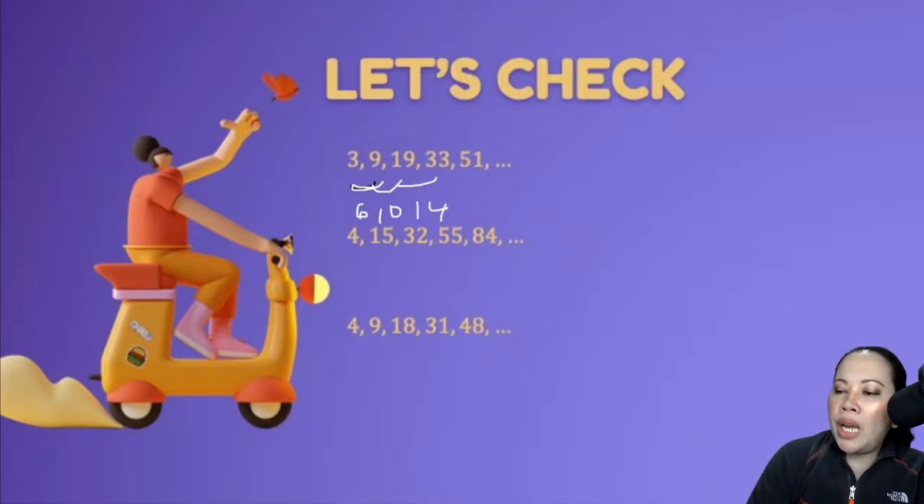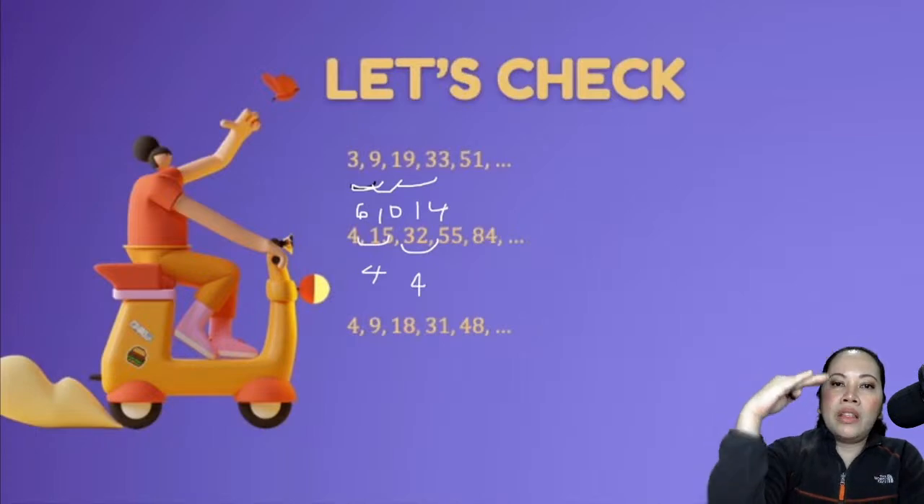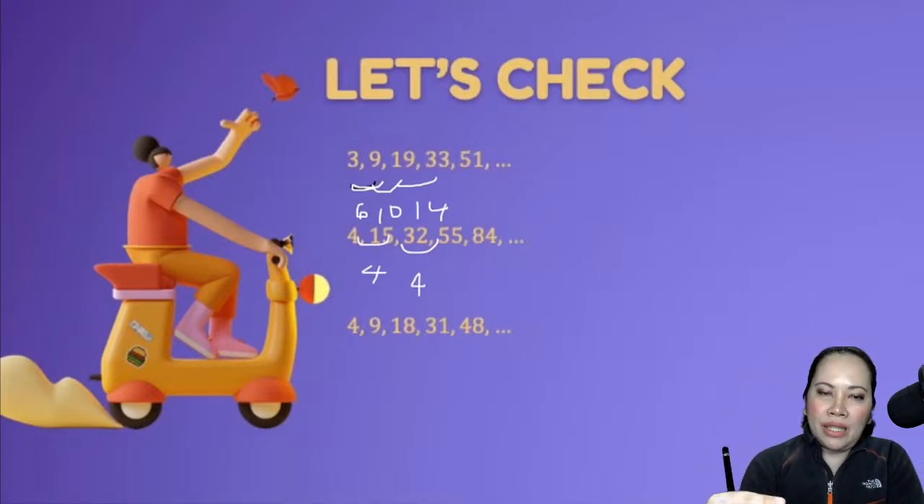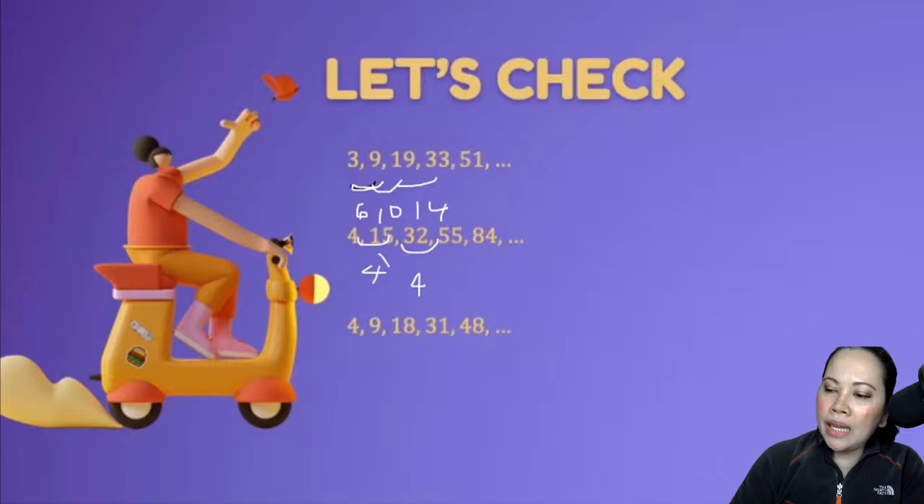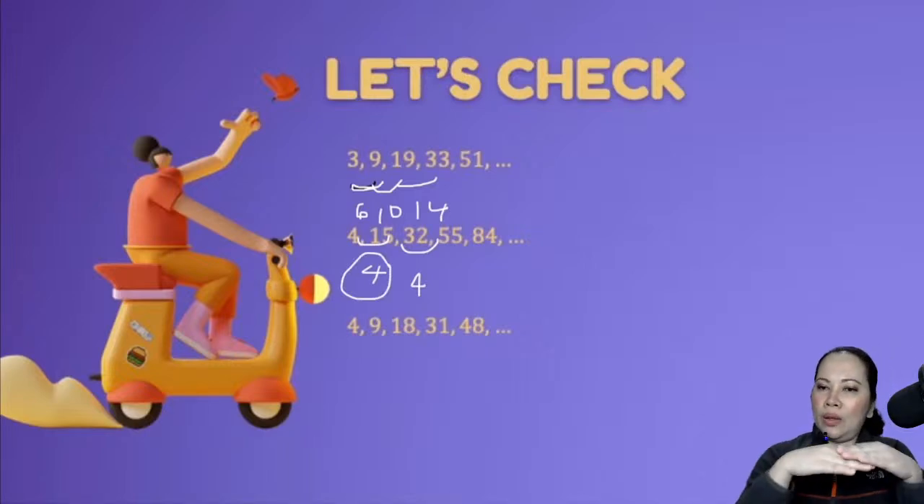And then you subtract. 10 minus 6 is 4. 14 minus 10 is 4. So that means that it is a quadratic because the difference goes up to the second difference. This is our second difference. So you only stop when it is all the same throughout.